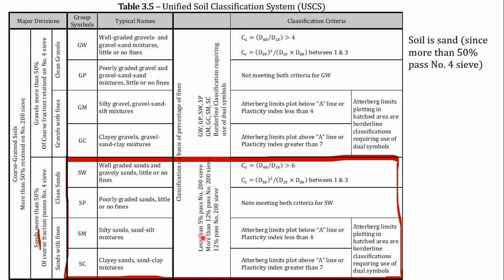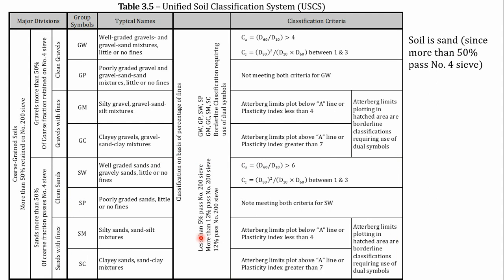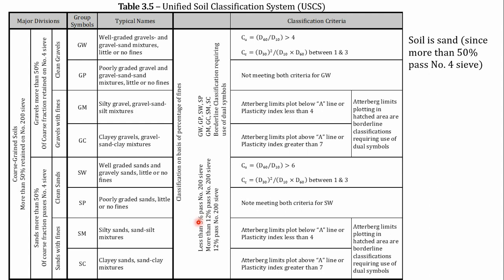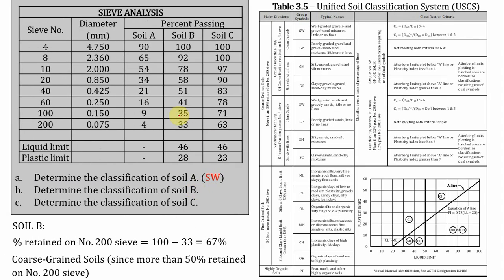So, our next step here, class, is to check where it belongs. Next, we look here, class. It says here that less than 5% passes the number 200 sieve, and then more than 12% passes the number 200 sieve. That is the criteria, and 12% passes the number 200 sieve. So we look at sieve number 200, class. For soil B, its percent passing is 33%.